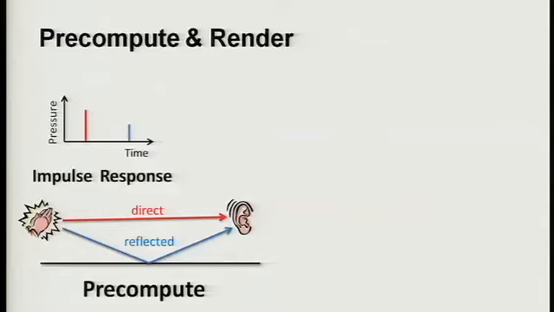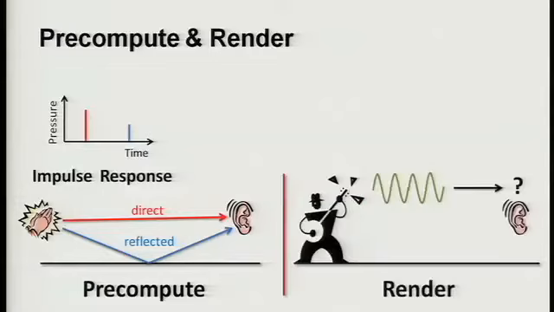This quantity is called the impulse response: how the pressure changes with respect to time at the listener if an impulse is emitted at the source, and it's the most important acoustical quantity. This is what we want to pre-compute throughout the scene, and which can be used at runtime to auralize the sound. At runtime, the source is emitting some arbitrary signal, and what we want to estimate is what the listener would hear in this case.